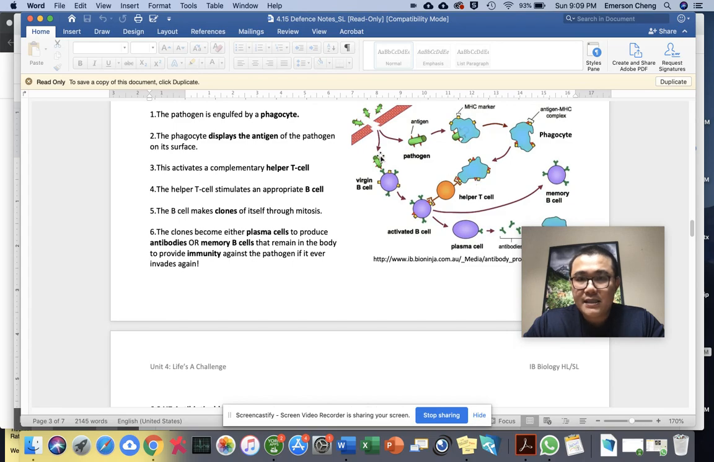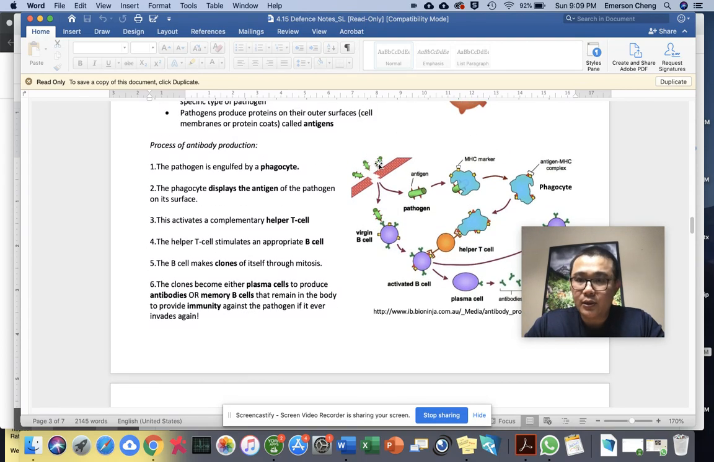In this case, the specific immune response takes longer because part of it, you do have to wait for the phagocytes to take out some of the antigen and present that. And then you also have other steps here, which can take up quite a bit of time. So the process does take longer. And then you also have to find the appropriate B cell for that particular antigen. So it does take longer.